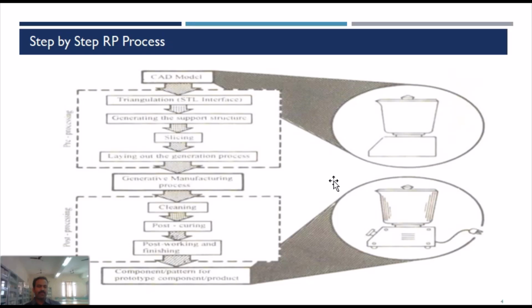Once pre-processing is completed, next you go for the generative manufacturing process. Once that is completed, next you go for post-processing. What are the processes under post-processing? Cleaning, post-curing, painting, and any aesthetic add-on we want to make. Once we complete the CAD creation, then pre-processing, then the manufacturing process, then post-processing, finally we get a finished product. These are all the step-by-step rapid prototyping processes.